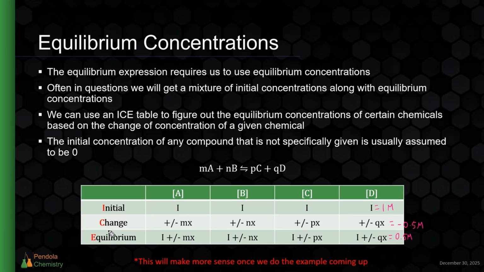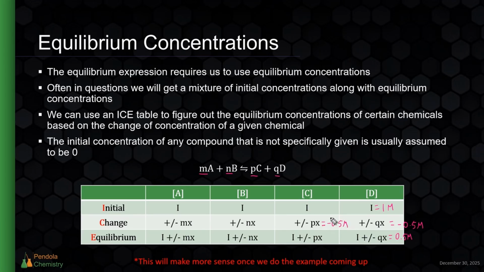Because the change row in an ICE table is always going to be a ratio for all the different reactants and products. What are those ratios? Those ratios are their coefficients. So let's say Q and P are the same. If Q and P are the same, then the change for D and the change for C will be the same. And so if D changes by negative 0.5, so will C.